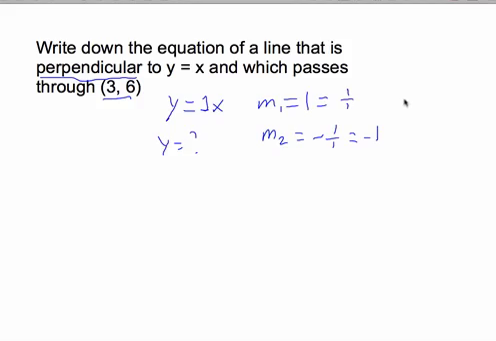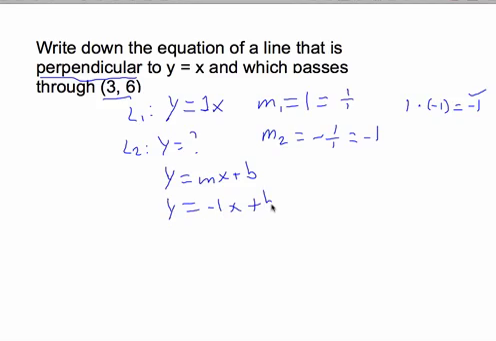You can verify that by doing 1 times negative 1. Do you get negative 1? Yes. So if the slope of one line is 1 and another one is negative 1, they are going to be perpendicular. So for our mystery line, line 2, and this one's line 1, we know that y equals mx plus b is the slope-intercept form. We know the slope is going to be negative 1, and we don't know the y-intercept.